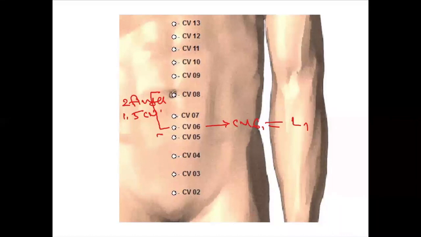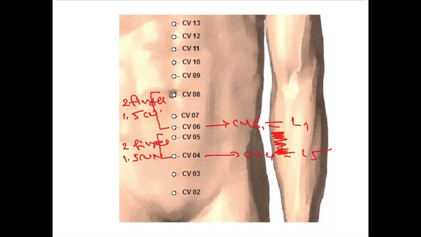And again, you are going 2 fingers down or 1.5 tune down. That is the location of CV4 or the lumbar 5 area. If you needle this whole area or in between, we have lumbar 2, 3, 4. So in between, this area belongs to lumbar 2, 3 and 4. So we can cover all the area, or as per the requirement. Suppose someone is suffering with lumbar 4, we can treat this part. So we can needle 3 needles, one on CV6, one on CV4, and 1 or 2 needles in between. So this area is very highly effective for lower back pain.